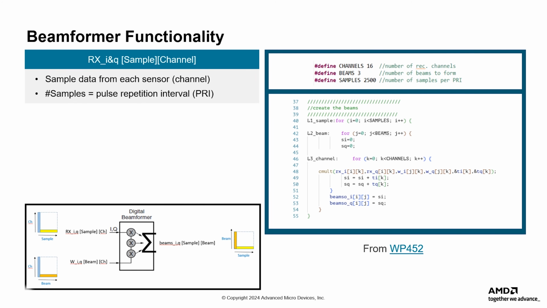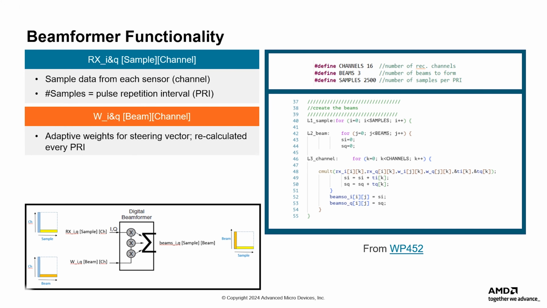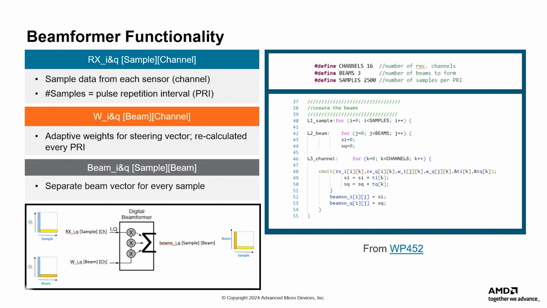It takes 2 primary inputs. RX I and Q, sample channel, represents the raw signal data received from multiple sensors or channels for each sample. W I and Q, beam channel, are adaptive weights that steer the beam towards the desired direction. They are adjusted periodically, typically every pulse repetition interval. The output is the beam I and Q, sample, beam. This represents the processed signal, focused on the desired direction, for each sample and beam.